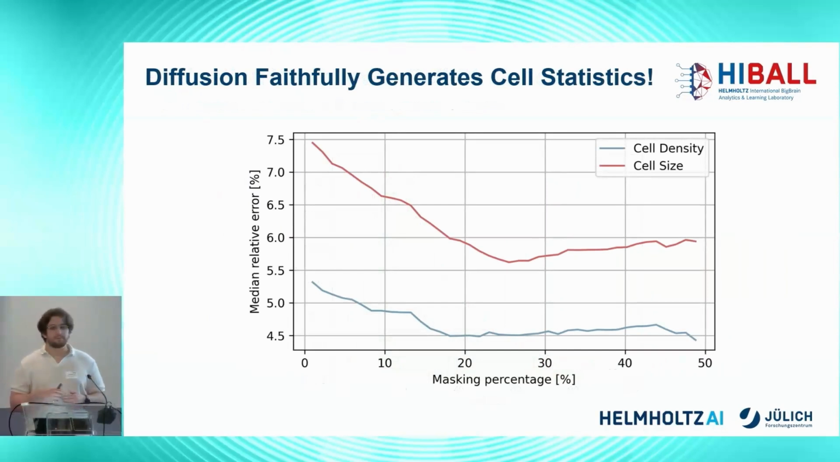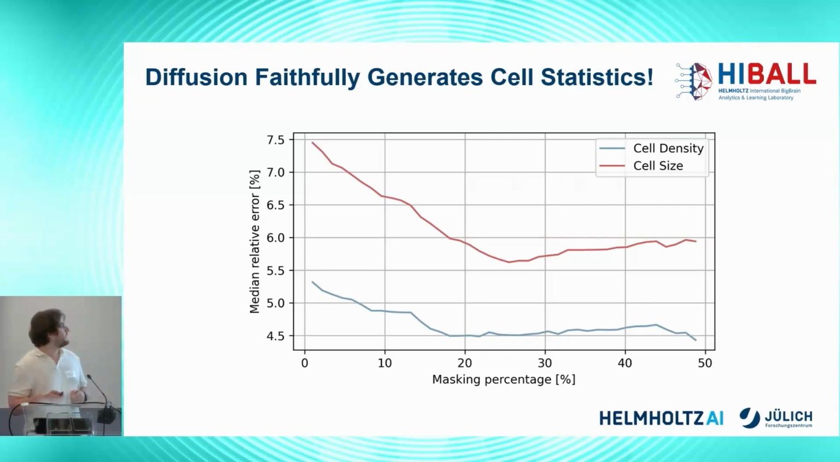On the x-axis we have the masking percentage, so how much of the patch was repainted. And on the y-axis we have the error. And here we can see that the relative error is below 8% for the cell size, and even below 5.5% for the cell density. If we go for a simple route, so we, for example, just take the surrounding tissue that we have and infer the cell size and cell density from that for the missing area, the error is between 10 to 20%. So it's quite a big step up.